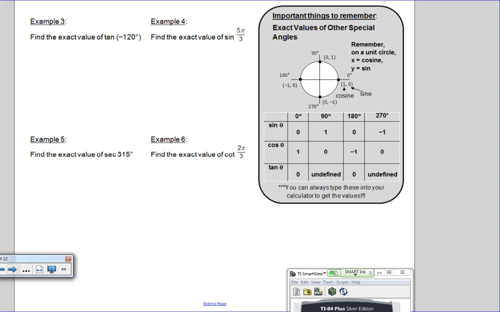Okay, so examples 3, 4, 5, and 6 are all going to just be that type of problem. So example 3, find the exact value of negative 120. Okay, so I'm going to do it the chart way, but first I have to know what angle I'm dealing with. A negative 120 does not mean my answer is going to be negative. A negative 120 just means it rotates down. Okay, so that means it's going to rotate this way. And that's my negative 120-degree angle.